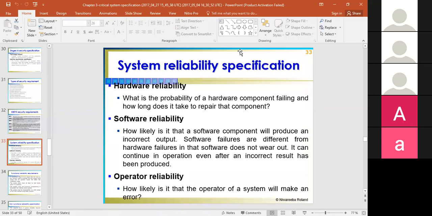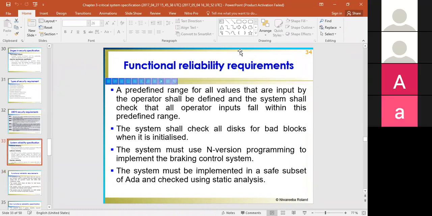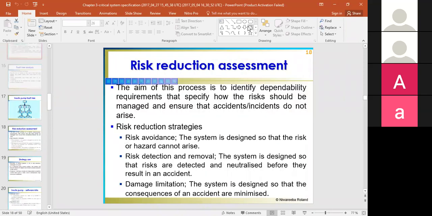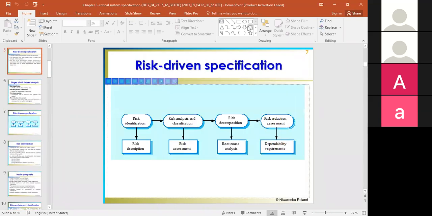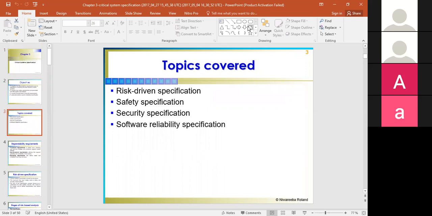All right. Now let us quickly move on to the functional reliability requirements. Wait, we skipped something here. So that's it for security specification. Remember, after security specification, we're moving on to reliability. Let me just get back and show you how we are moving. I won't share these slides today, so no worries there. The next one is software reliability specification.